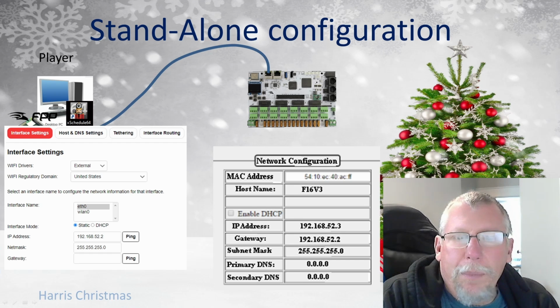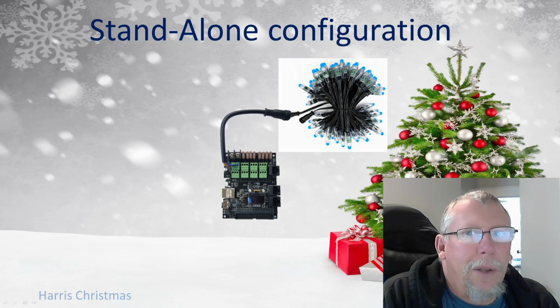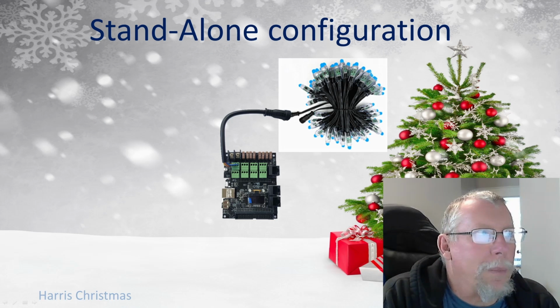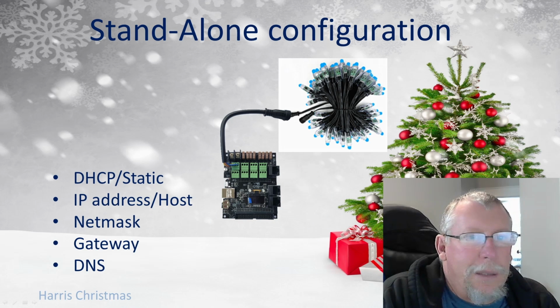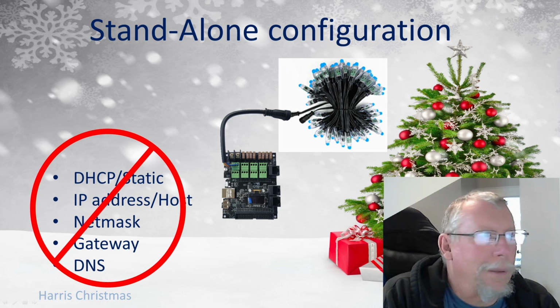The host name, make it unique. The IP address, 192.168.52.3. The gateway, 192.168.52.2. Subnet mask, 255.255.255.0. And the DNS isn't used. If you had a standalone configuration where the controller was FPP based, same things apply. The DHCP address, netmask, gateway, DNS, none of that is going to matter.